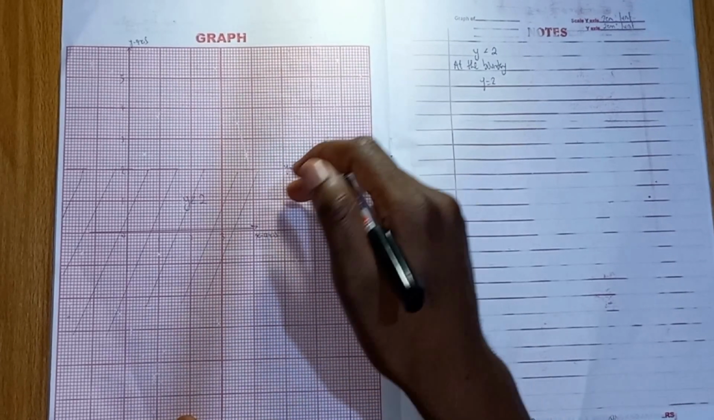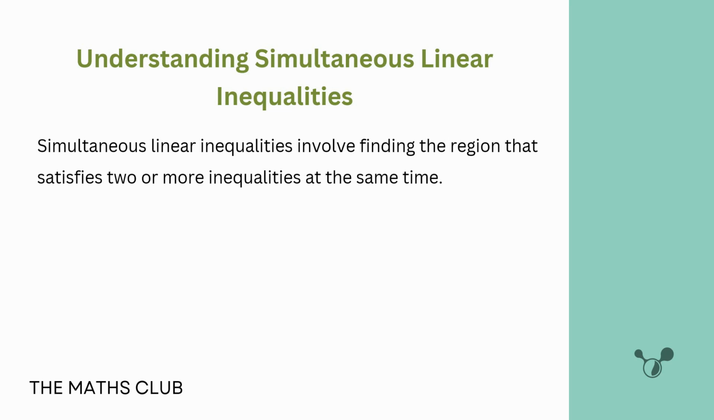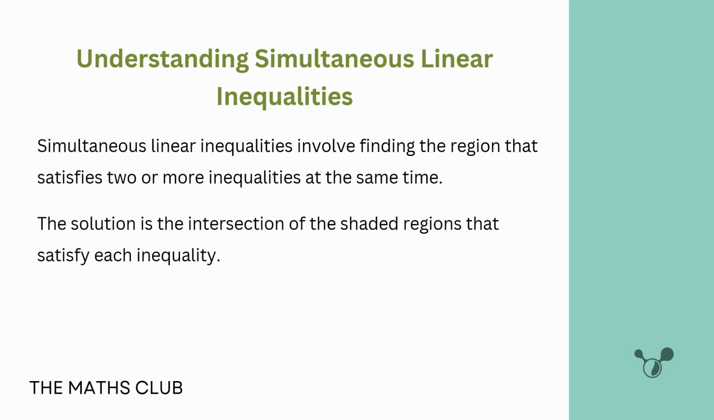This is the boundary. Next, we're looking at understanding simultaneous linear inequalities. I know we've done simultaneous linear equations here, but we're looking at simultaneous linear inequalities. So it just involves finding the region that satisfies 2 or more inequalities at the same time. So you have like 2 or 3 different inequalities and you are drawing them on the same graph. You are drawing them on that same Cartesian plane. You want to see where the 2 of them or the 3 of them intersects. That means the region that actually satisfies all of them at the same time. So the solution is the intersection of the shaded regions that satisfy each inequality.